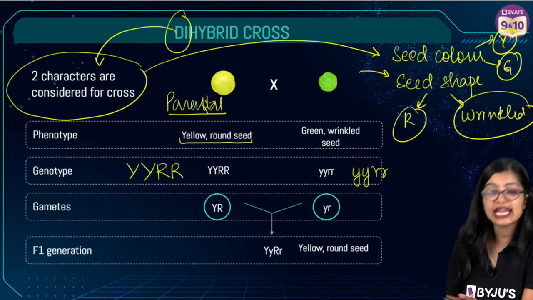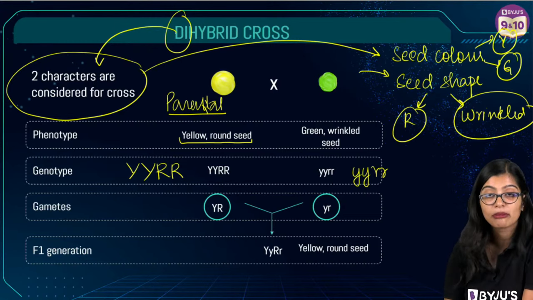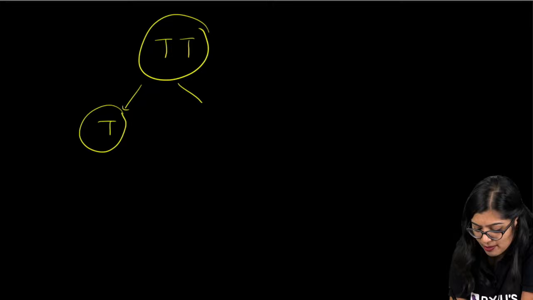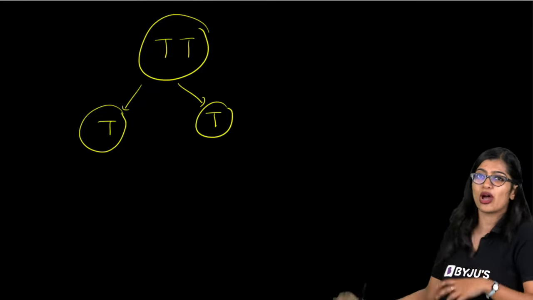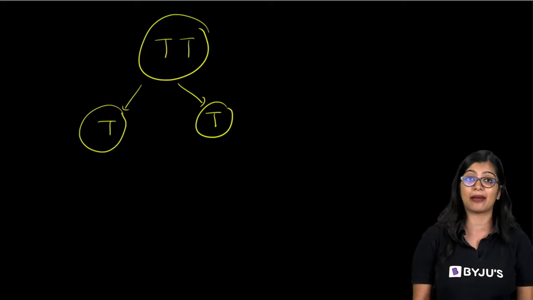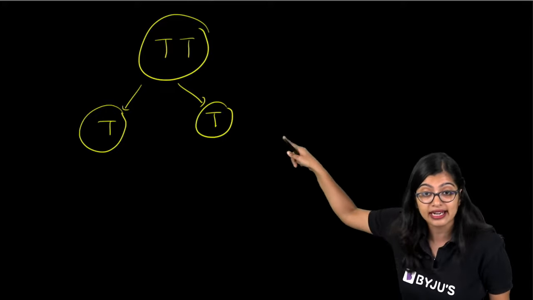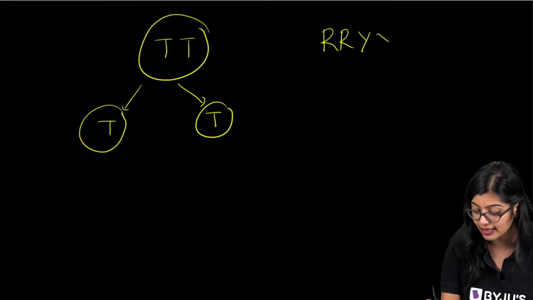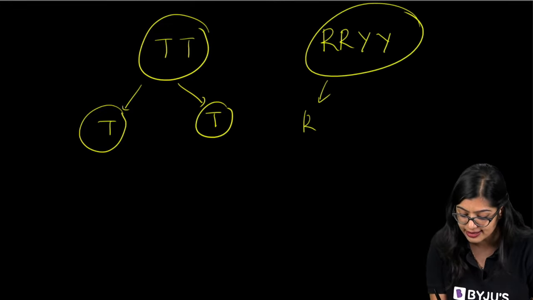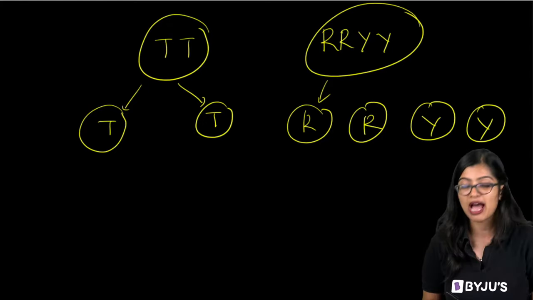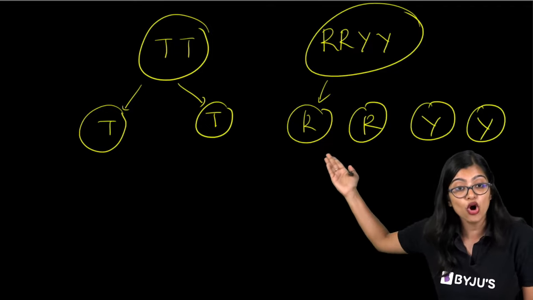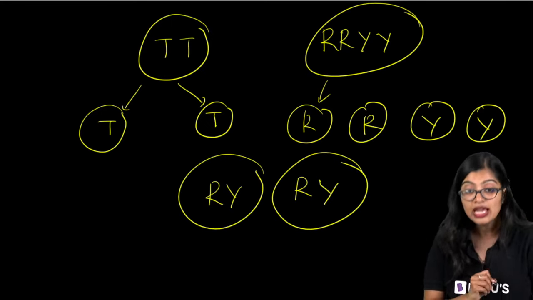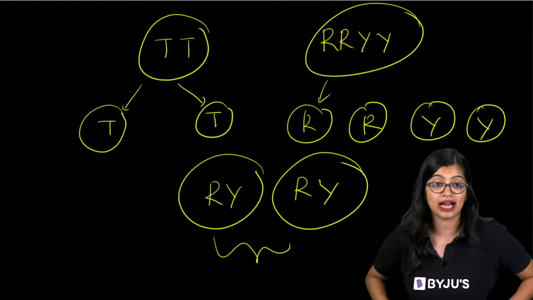Now, the trick comes in gamete formation, right? When you had a single character, your gametes were coming in this manner because we were only considering one allele. Understand that when I say monohybrid cross, it's not that only tallness will come out in the gamete, okay? That's not the case. But we are only considering that one character. But when I am considering two in a dihybrid cross, I cannot do it as this, okay? If I do it in this manner, it is wrong because this is as good as a monohybrid one. But if I do it like this, yes, here I am considering two. That is what dihybrid cross is, right?